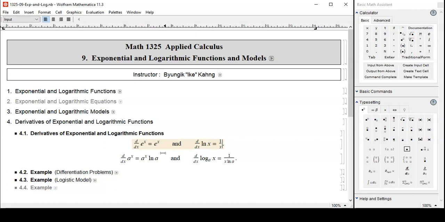Here we go. The derivative of the natural exponential function is itself. The derivative of the natural logarithmic function is 1 over x, or equivalently, x to the negative first power. Either way, whatever is more convenient for you. Personally, I find the power form more convenient, I like this one better, but our textbook author does it this way. That's okay too.